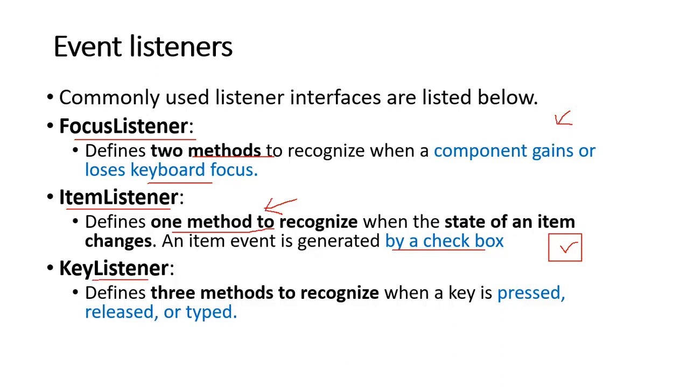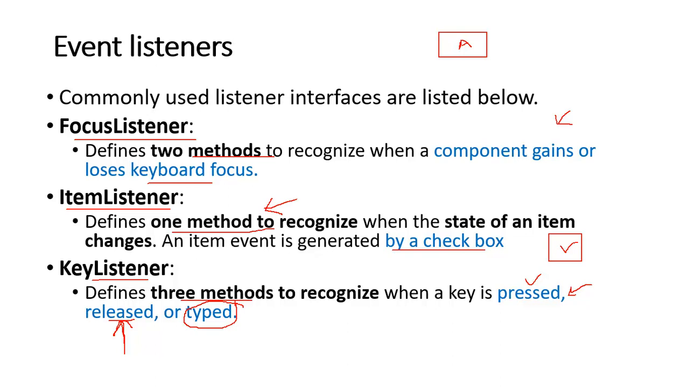Key listener has 3 methods depending upon whether the key is pressed, released, or typed. Now I would like to add only one extra thing. Suppose I press the key A from my keyboard. When I press the key, the pressed event gets generated. When I release that key, the released event gets generated. These 2 actions, pressing and releasing, together are called typed. Typed means you have typed that letter altogether.